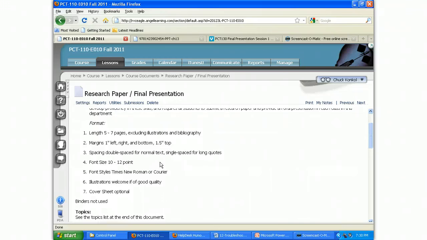Margins are 1 inch all the way around except for 1.5 on the top. Spacing is double space for normal text, single space for long quotes. Font size is 10 to 12 point. Font type, Times New Roman or Courier. You can use illustrations if they're of good quality. I always tell students, you know it's good quality if you wouldn't throw it away. If you would keep it for future reference, it's good quality. Like a graph of wireless networking security protocols and what they are, and a description that might be of good quality for you. And then the cover sheet is optional. You don't need a binder because you're going to email it to me the night of your presentation.